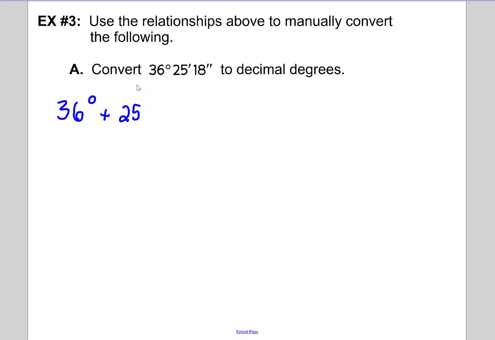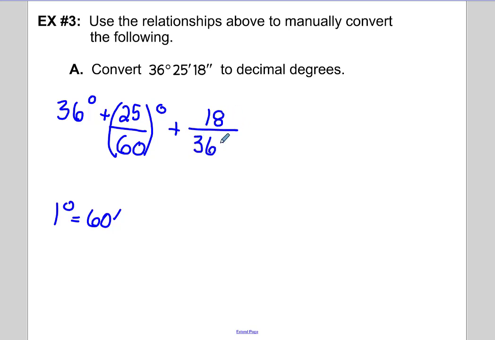Thinking and talking and writing all at the same time. 25 divided by 60 would be the portion of a degree, since 1 degree has 60 minutes, and we've got 25 minutes, so we've got 25/60th of a degree. And then 18 seconds, there are 3,600 seconds, so we've got 18 out of 3,600 seconds to produce that portion of a degree. So it's the part to the whole, the part to the whole.